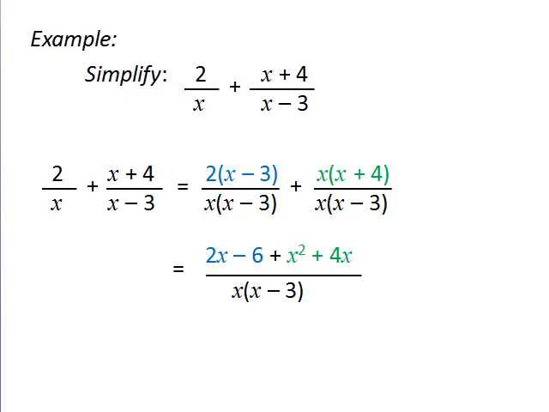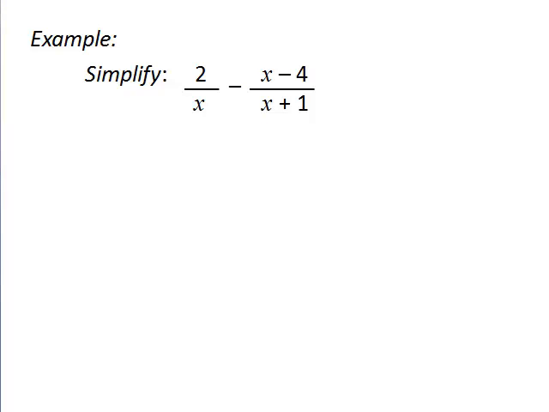Very important you expand them out because we can simplify. We now have like terms. 2 and 4 together is 6, and so our answer is x squared plus 6x minus 6 all over x minus 3. You can multiply out the bottom line to x squared minus 3x if you want, but it's not obligatory. What you must do is combine them with the same bottom line, then simplify the top line as much as possible.